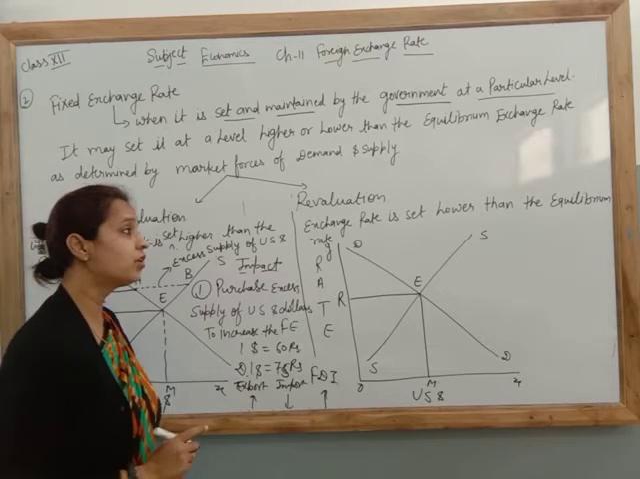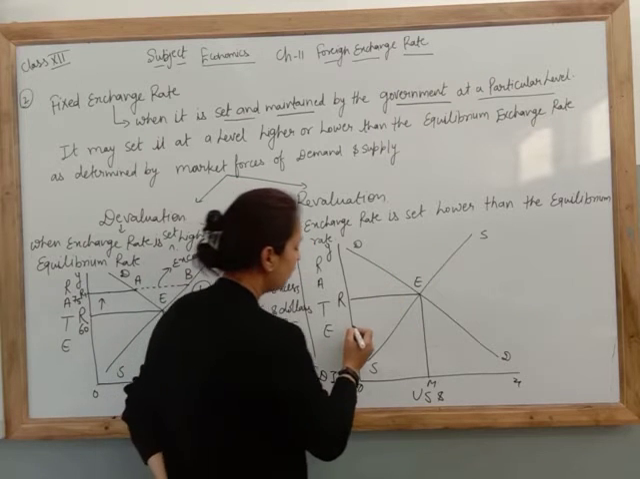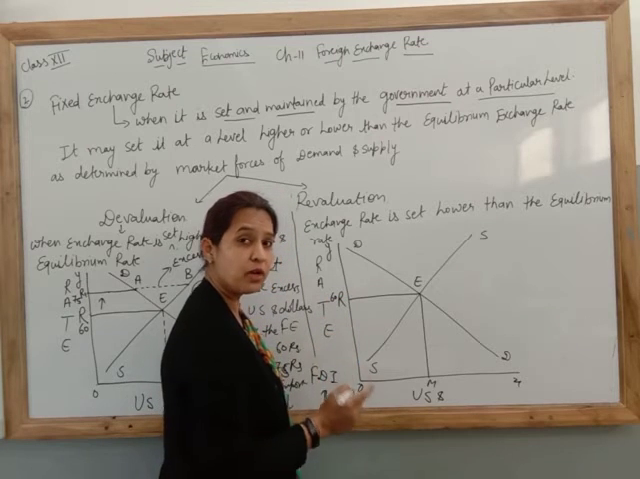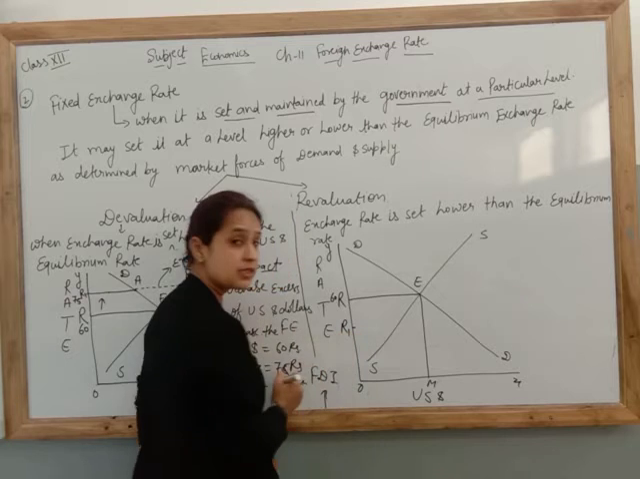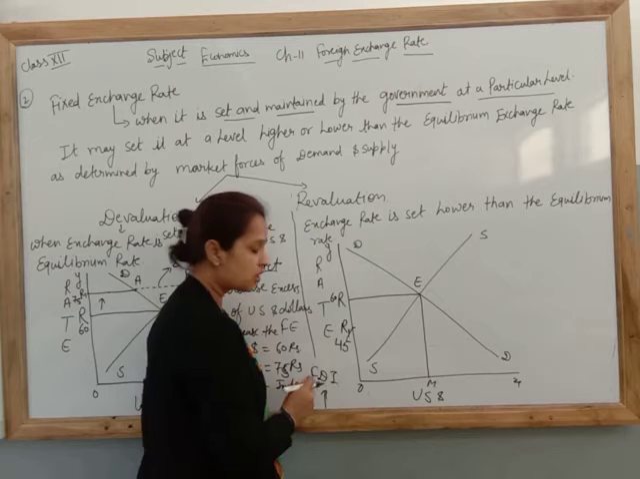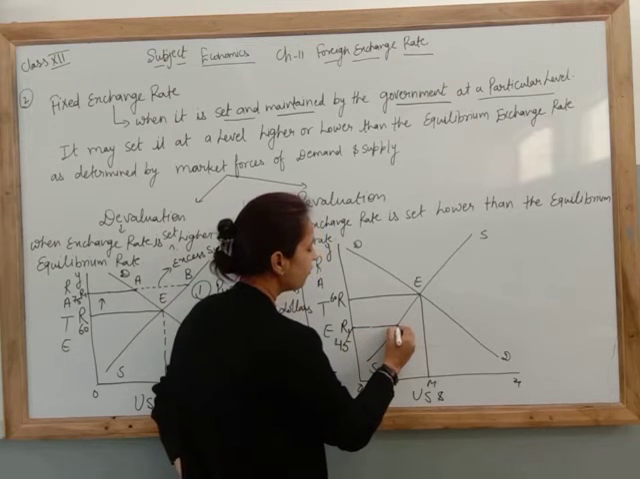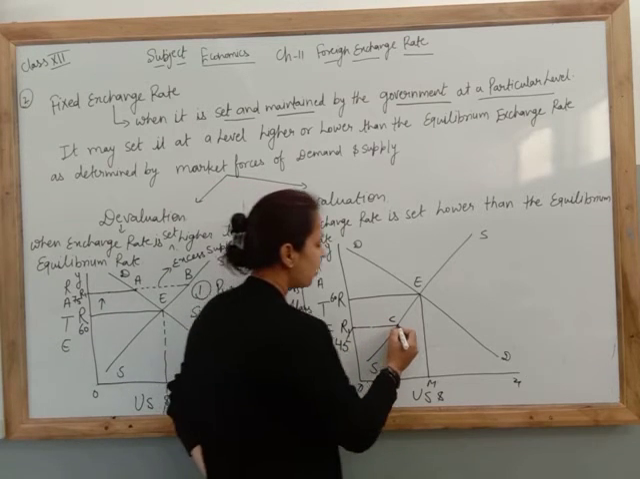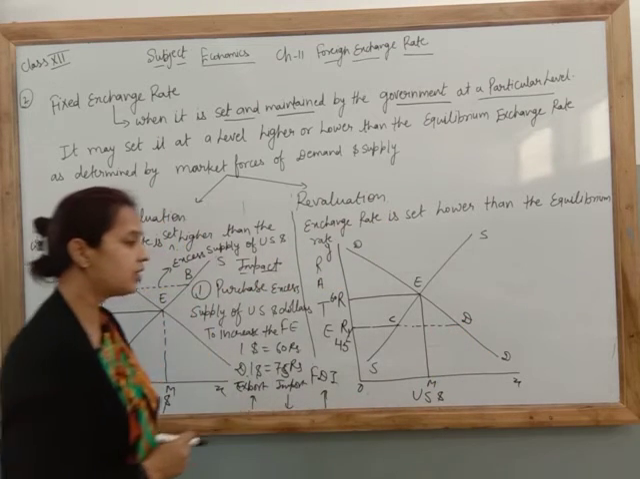In the case of revaluation, the exchange rate is set lower than the equilibrium rate. Earlier the US dollar was 60 rupees. Now the government is going to lower the exchange rate. Suppose the government has set R1. It means now you are able to purchase US dollars at 45 rupees. In that condition, you can see the effect on supply: supply will decrease and demand will increase. Clear?